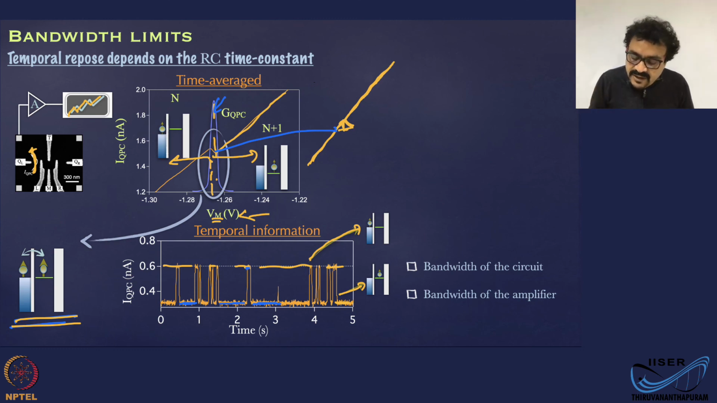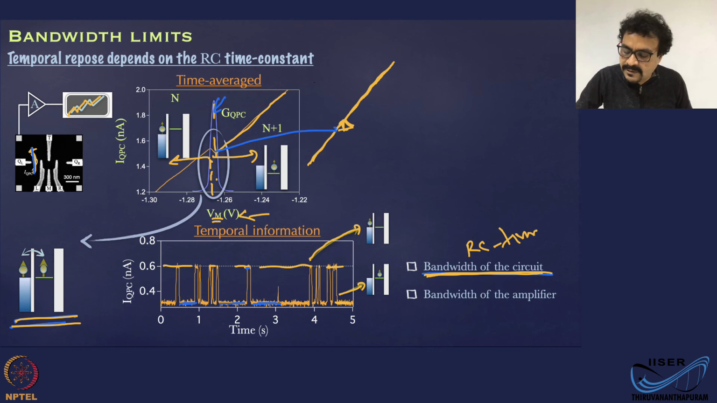Now, the question is, what is the limitation here? The limitation is the measurement circuit. The quantum point contact is a high impedance device. Then you have a lot of wiring of this measuring equipment, which will add some capacitance. This impedance plus the capacitance of the circuit is going to give you the bandwidth of the measurement circuit. Mostly it is the RC time constant of the circuit.